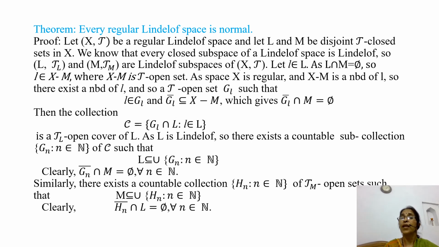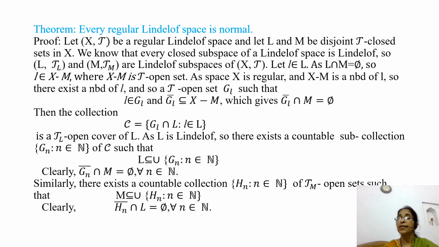Let l belong to capital L, and since L and M are disjoint, l belongs to the complement of M, that is X minus M, where X minus M is open. This is an open set because M is a closed set, so its complement is open. Since l belongs to X minus M, X minus M is a neighborhood of l.